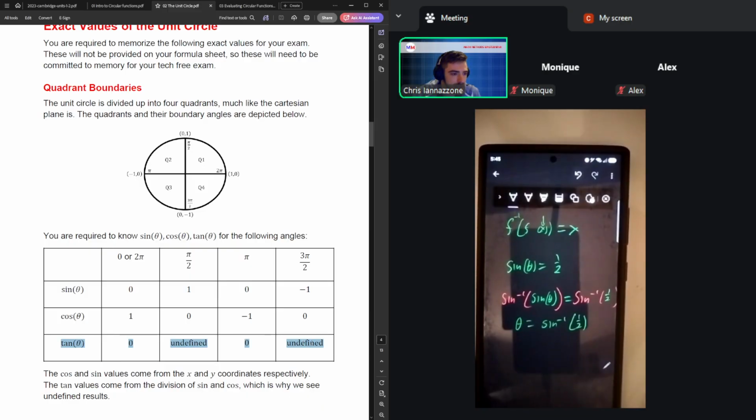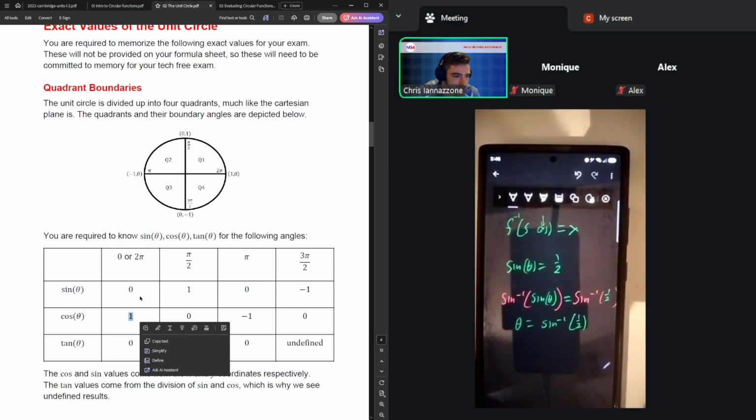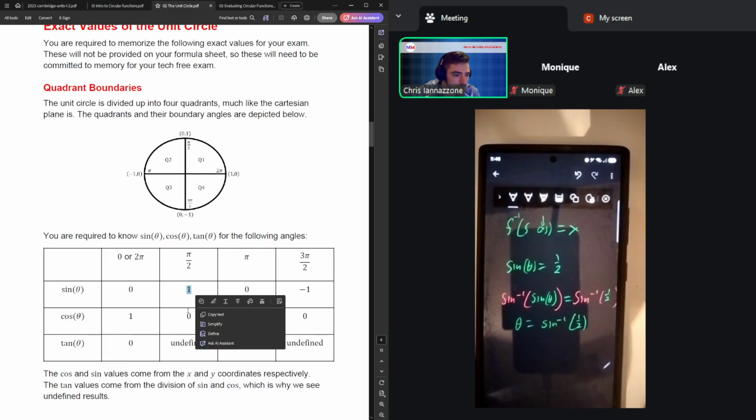Tan, however, is a little bit different. Tan, by definition, is the division of sine and cos. It is sine divided by cos. So you have a couple of options for how you want to handle this. You can memorize these as well, or because you have your sine and cos table, you can just do the sine value divided by the cos value. 0 divided by 1, 0. 1 divided by 0, undefined. So on and so forth.